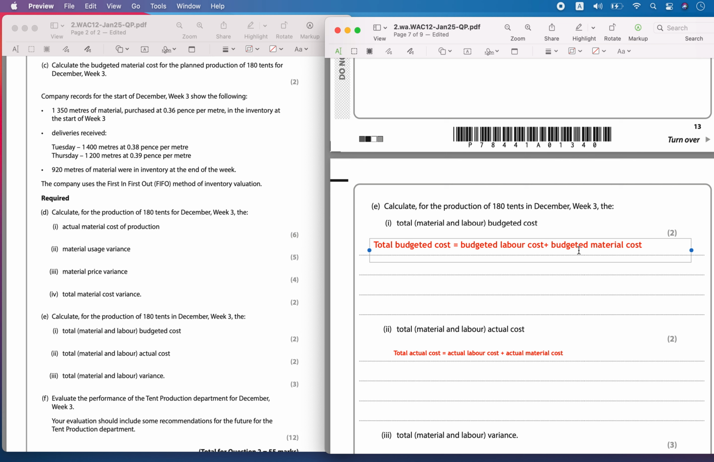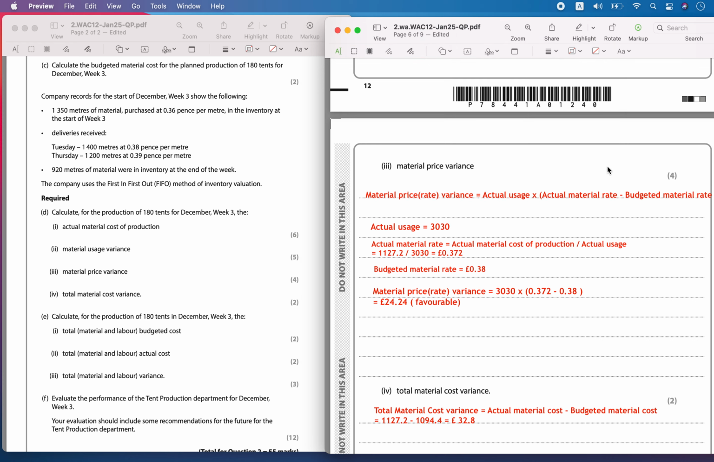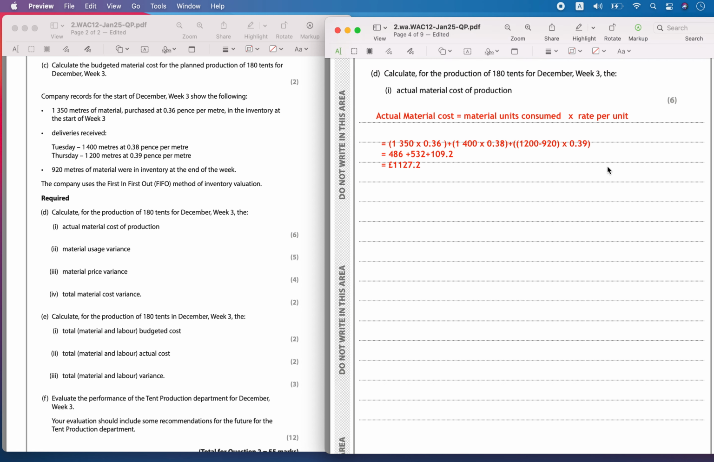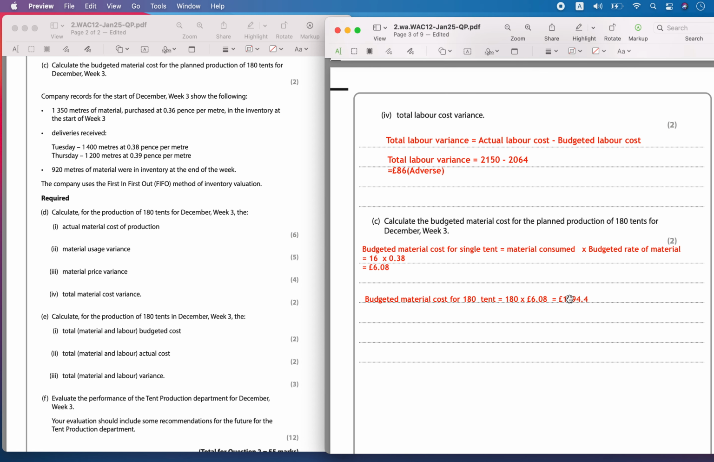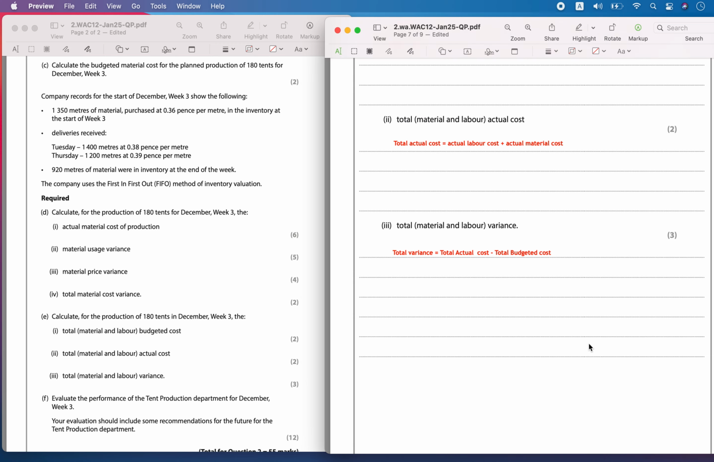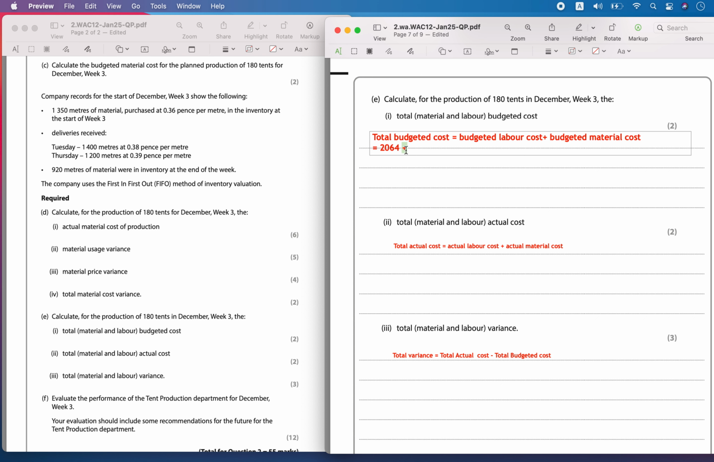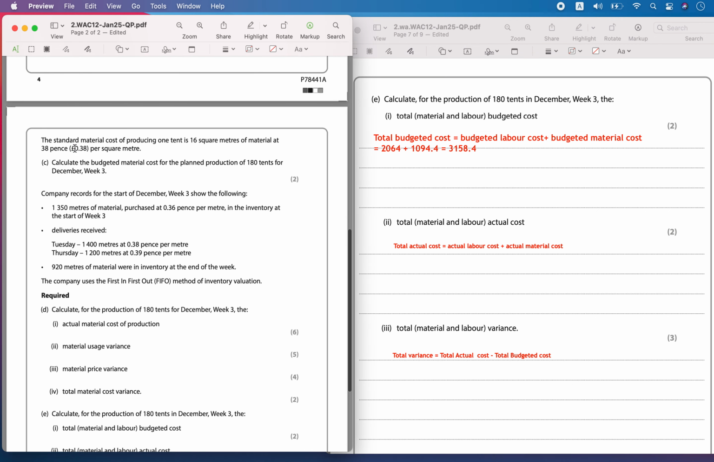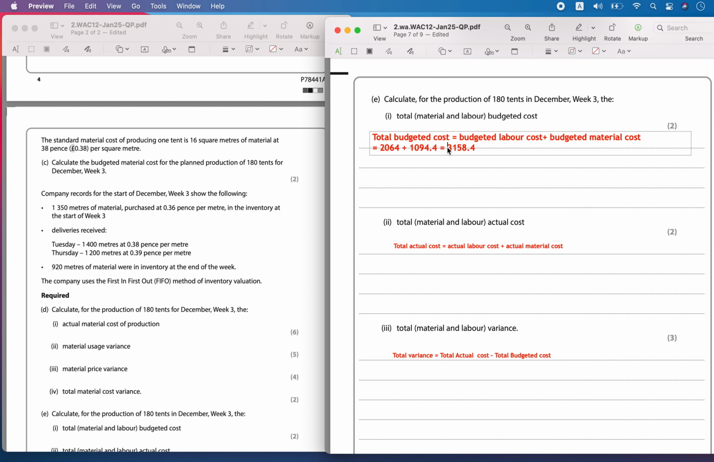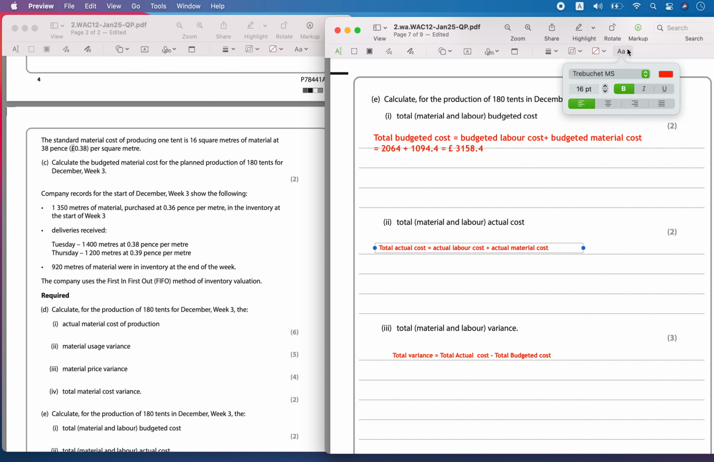So let's write here 2064. That was the labor cost that was estimated, plus the budgeted material cost. The budgeted material cost for 180 tents was calculated to be 1094.4. So you have to add up the total budgeted cost. This would have been around 3158.4 pounds. That's the total cost that was estimated, which includes the labor cost and the material cost.